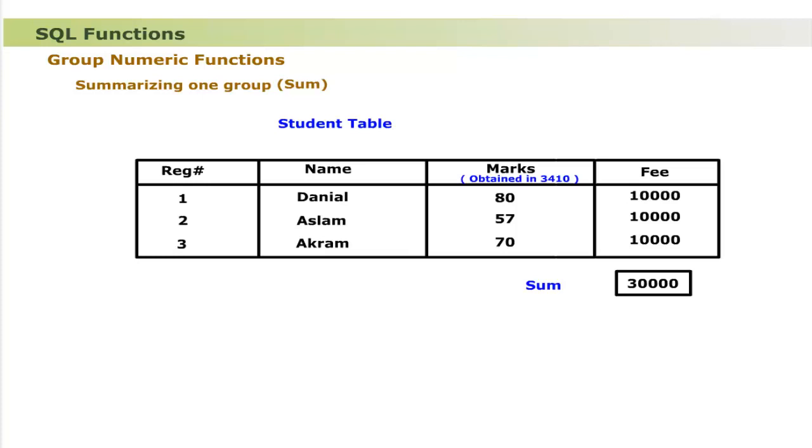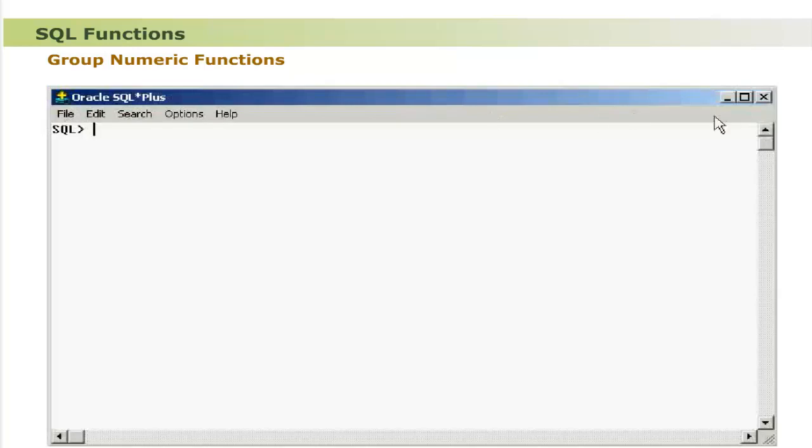Sum. It is used to display sum of a column. The select command that uses function sum is. The output of this command is shown as.